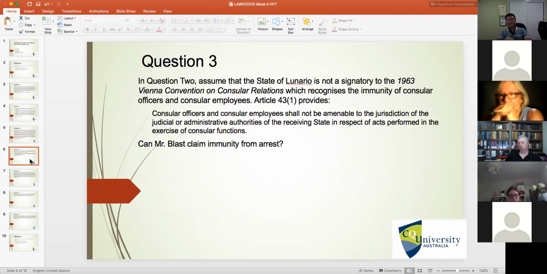So that's the question. Okay, this is different. Can I just read this just to make it quicker, because it's 7:50 now. In question 2, assume that the State of Leonario is not a signatory to the 1963 Vienna Convention on Consular Relations. And let's assume as well that the State of Leonario is not a signatory to the 1961 Vienna Convention on Diplomatic Relations, because let's assume, for example, that the State of Leonario is a new state and it did not bother becoming a party to either of these conventions. Okay, are we clear? Question. Can Mr. Blast claim immunity from arrest if it is not a party to the Vienna Convention on diplomatic relations or Vienna Convention on consular relations?